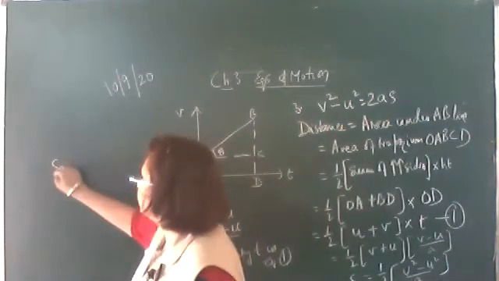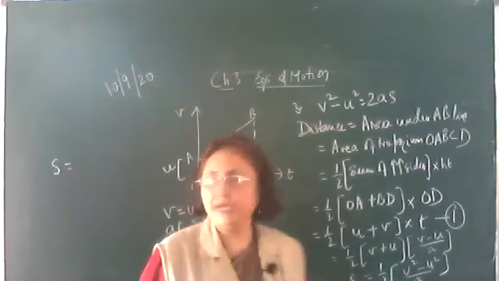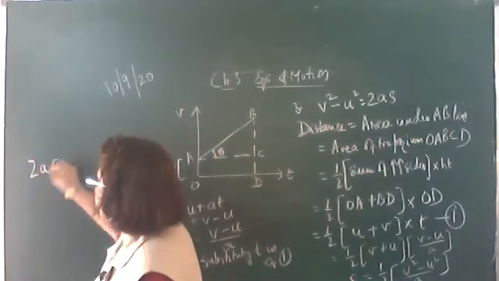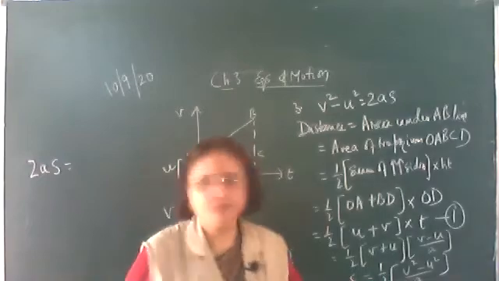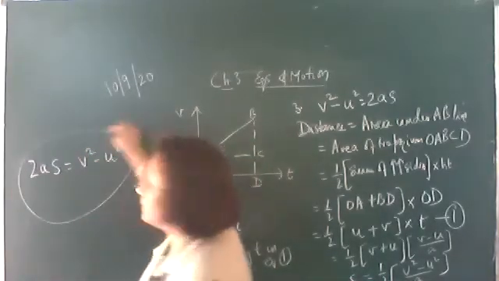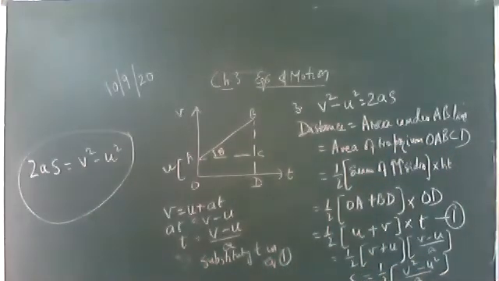Let me write it there. Cross multiply it. Cross multiply 2 into A into S. 2AS is equal to V square minus U square, which is the third equation of motion. Hence, we have derived the third equation of motion. This is S is equal to half V square minus U square upon A. Okay, note it down.